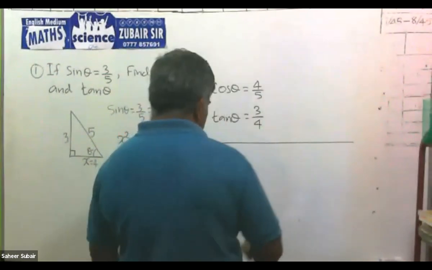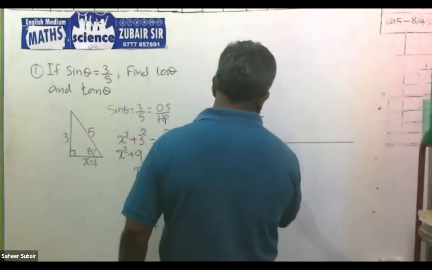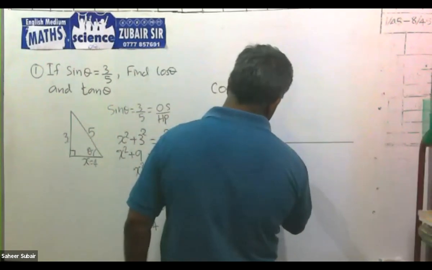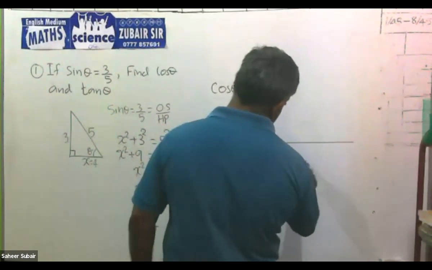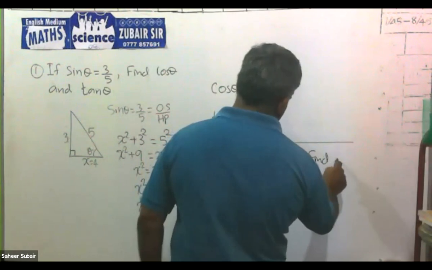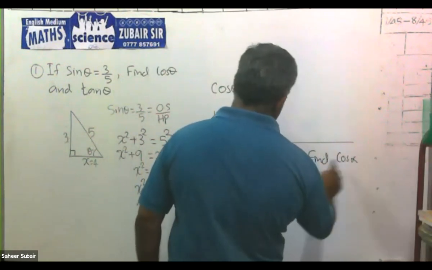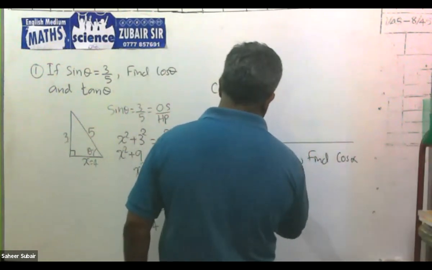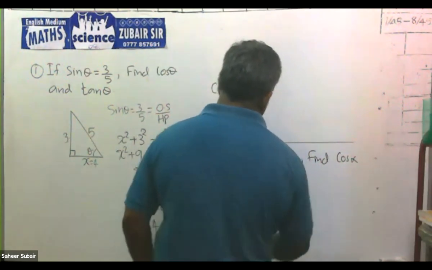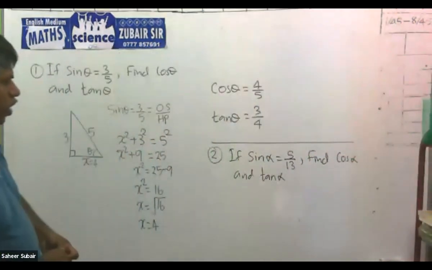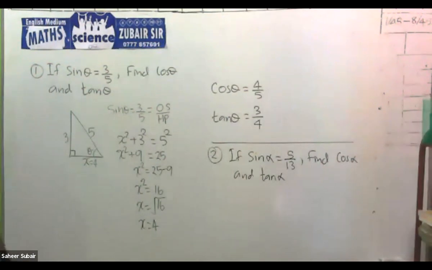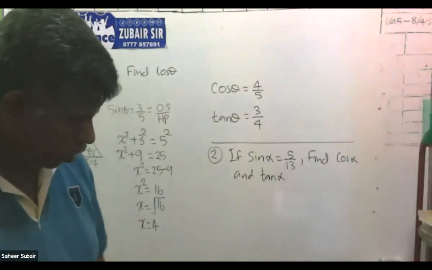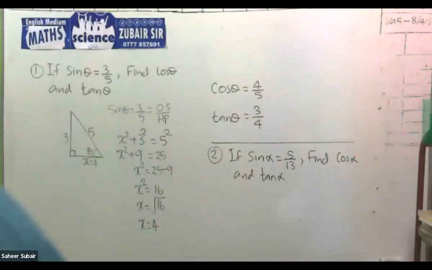Then do this question. If sine alpha is 5 over 13, find cos alpha and tan alpha. You can use the same method.